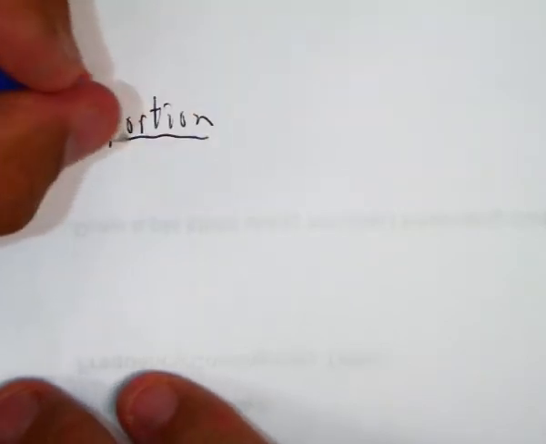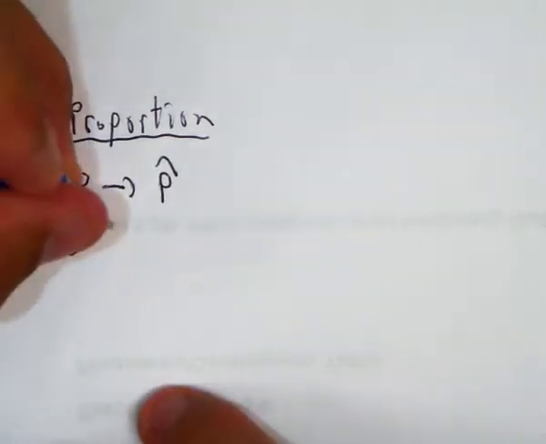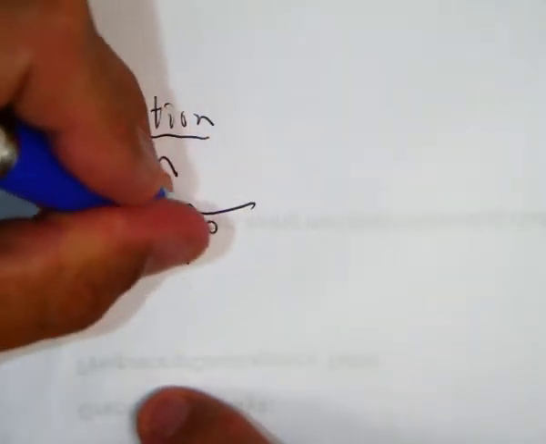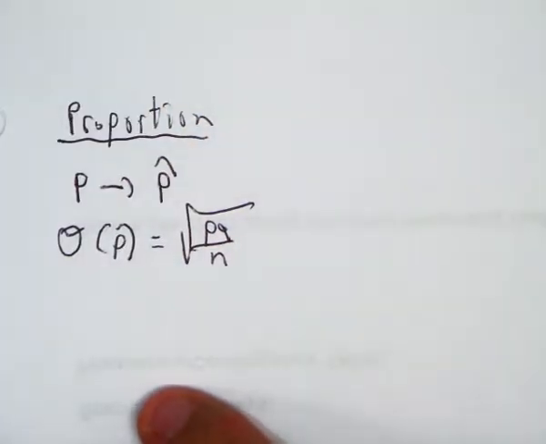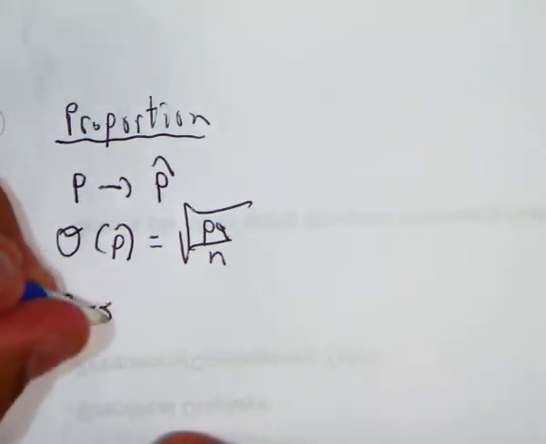Okay, so well, we're dealing with here a proportion. Okay, so we're dealing with p versus p-hat. We're dealing with a standard deviation of p-hat that equals the square root of pq over n. Okay. And then we got assumptions and conditions.